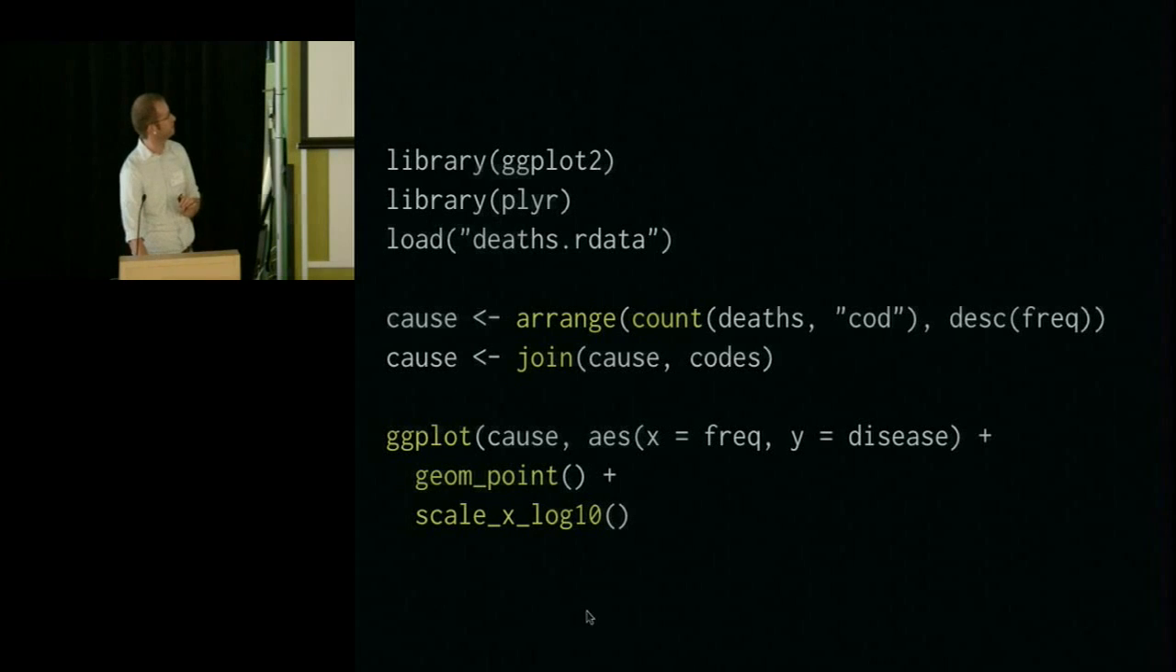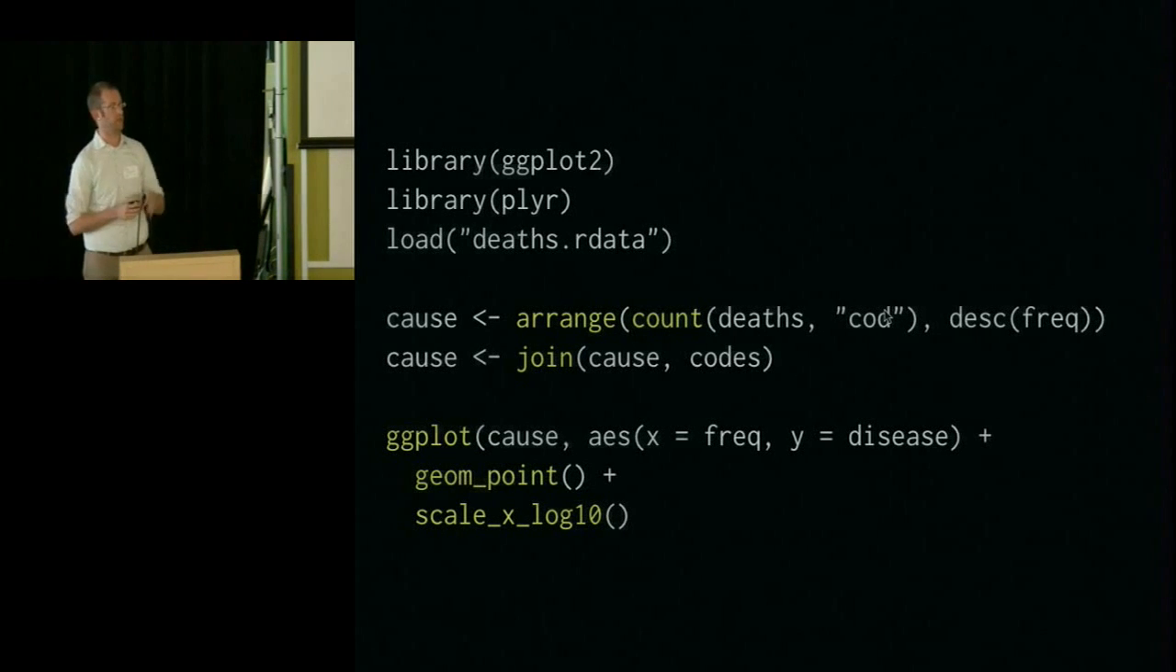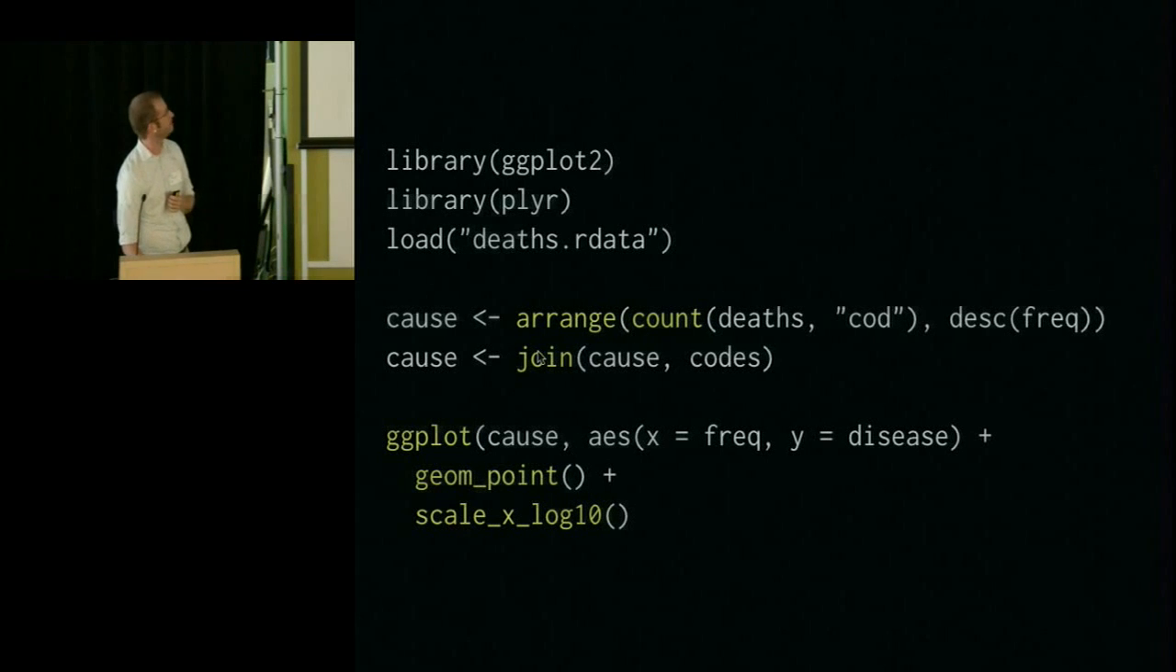And then I'm going to do some analysis. I'm going to start by counting the deaths broken down by cause of death. So this is going to give me a new table. In one column, I've got the cause of death, and the other column, I've got the number of deaths, the frequency of deaths. And then I'm going to arrange that in order of descending frequency, so that when I look at it, I see it nicely ordered from the most common to the least common diseases.